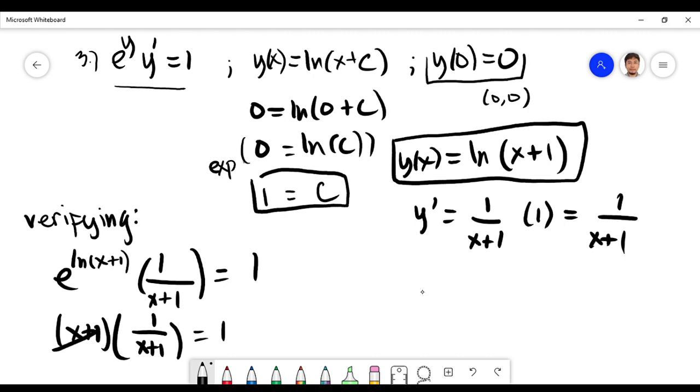So we cancel x plus 1. Then the value of our equation on the left-hand side is 1, and the value of our equation on the right-hand side is 1. Hence, both sides equate. So our particular solution y of x equals ln of x plus 1 is a particular solution of the given differential equation that passes through point (0, 0).